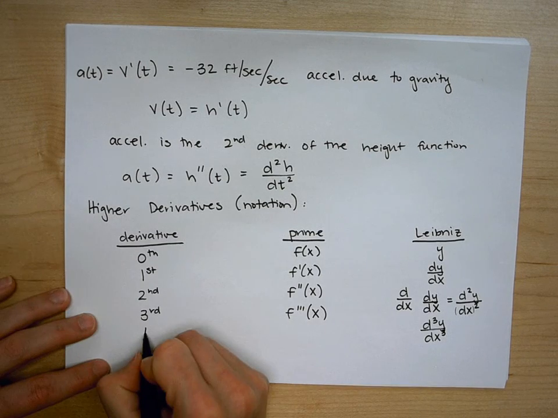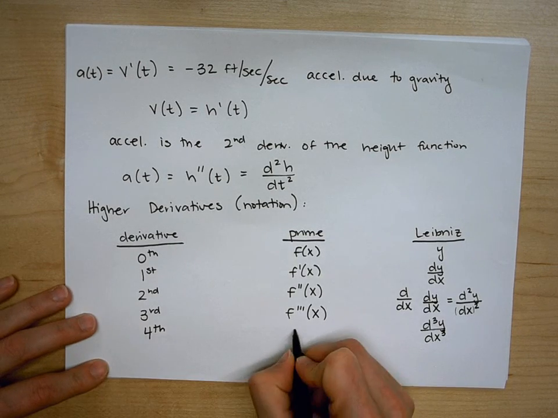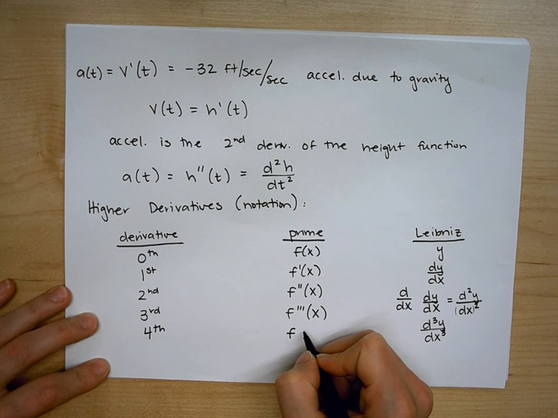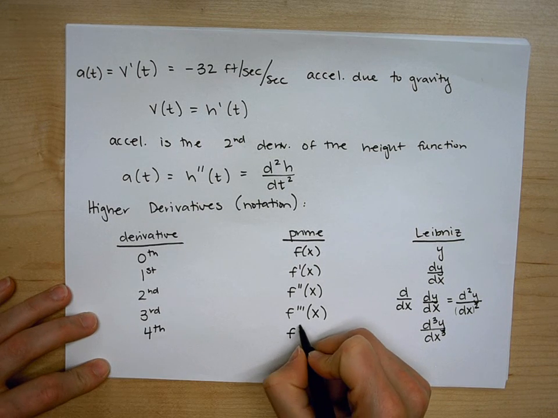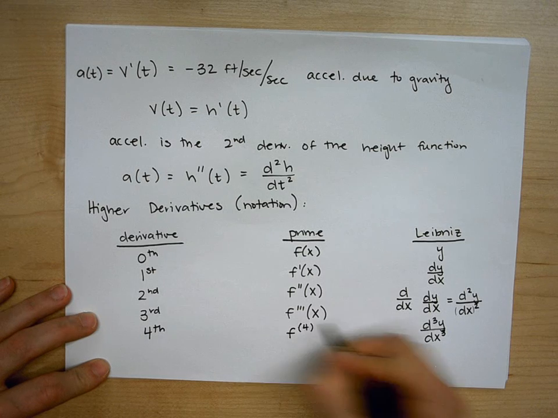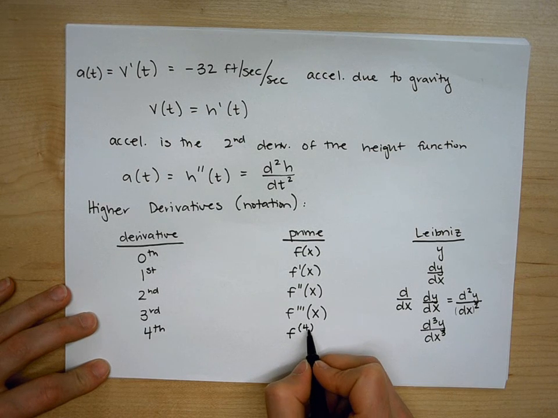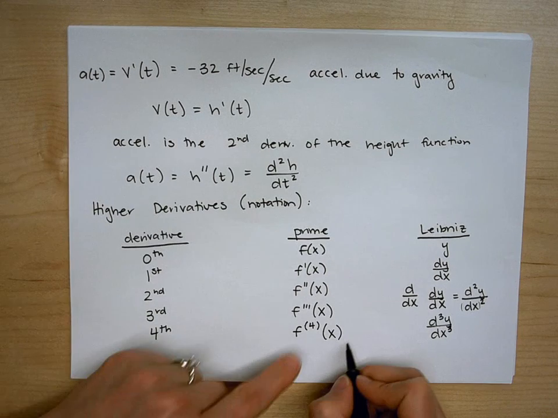Now, right around the time we get to the fourth derivative, it just starts getting to be a bit too many primes. So instead, we start putting the actual derivative number that we want in parentheses, where the primes would normally go. So this represents the fourth derivative.